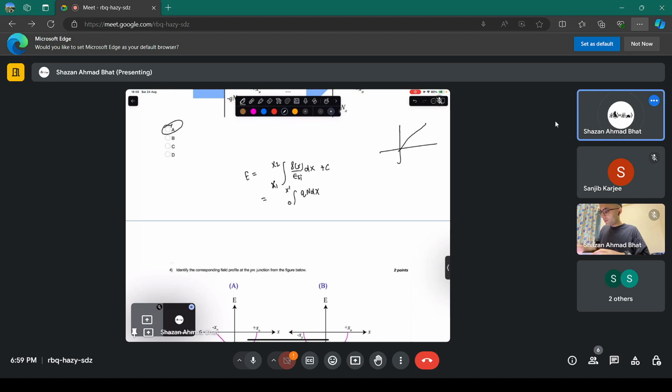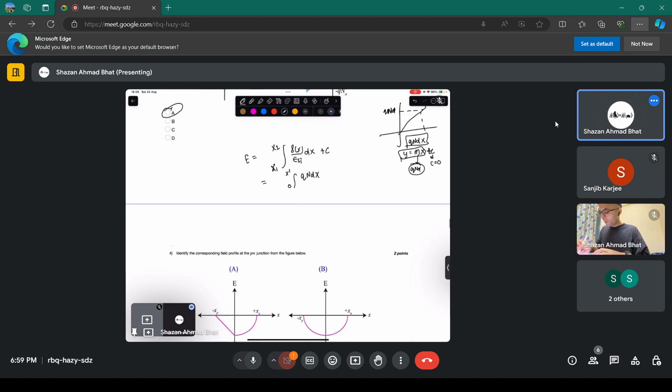It's a function where you have something like this. This is q times nd, so this is q and d of x. It's a function y equals mx plus c. Here c is 0. So q times nd is the thing. Okay, so you have to integrate with respect to x. You get q nd x squared divided by 2 epsilon silicon, from 0 to x dash, plus c. This is the electric field.